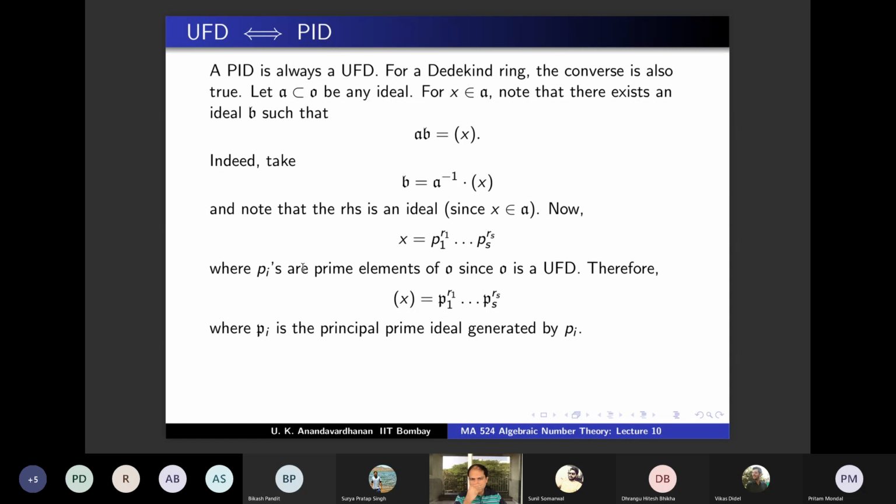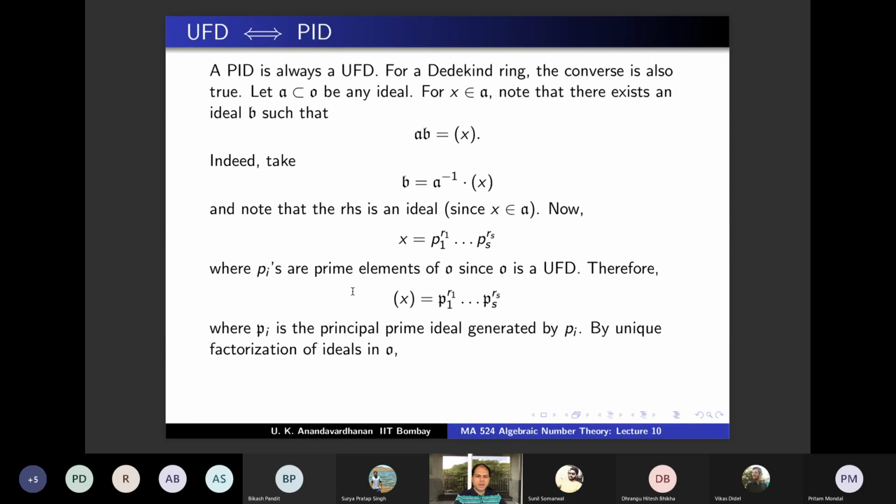So you got this, and from this, what can you say? AB is equal to this product. If AB is equal to this product, what can you say about A? A will also have a factorization. What will be the factors of A? It has to be from these only, because A times B is this product. So A will involve some of these prime ideals, with Pi coming with exponent less than or equal to ri.